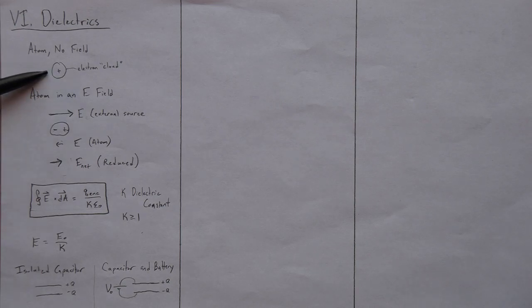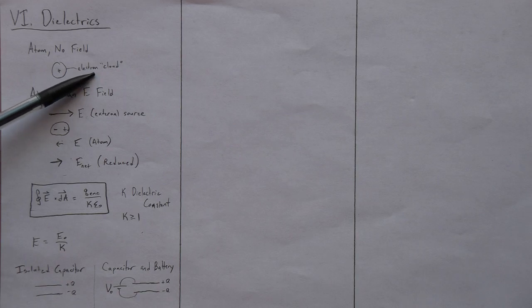How? Well, this is an atom without an electric field. We've got a plus in the middle, that's the nucleus of the atom, and then out here we have what in chemistry they call the electron cloud. It's basically the electrons spread around evenly. And so when you're out here, this creates no electric field, okay?